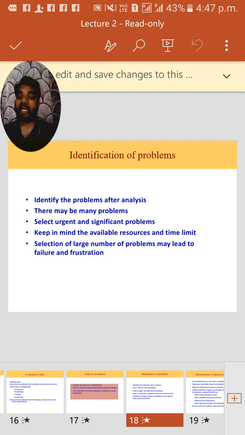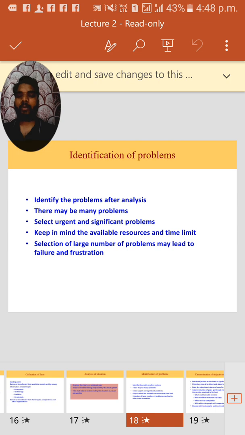Identify the problem after analysis. There may be many problems. Select urgent and significant problems, keeping in mind the available resources and time limit. Selecting a large number of problems may lead to failure and frustration. You need to select all types of problems.